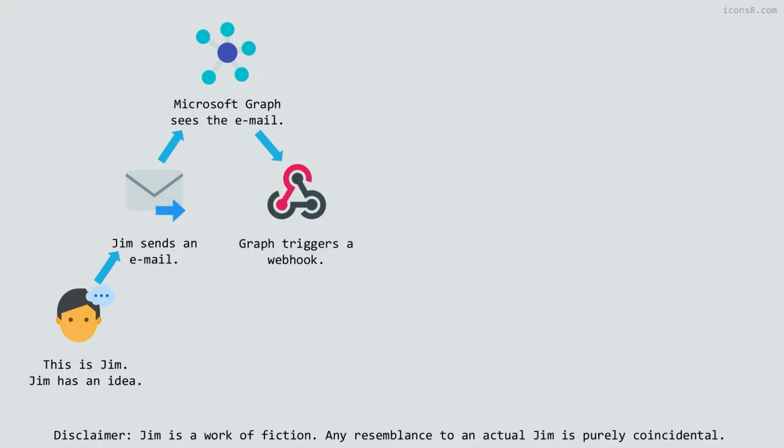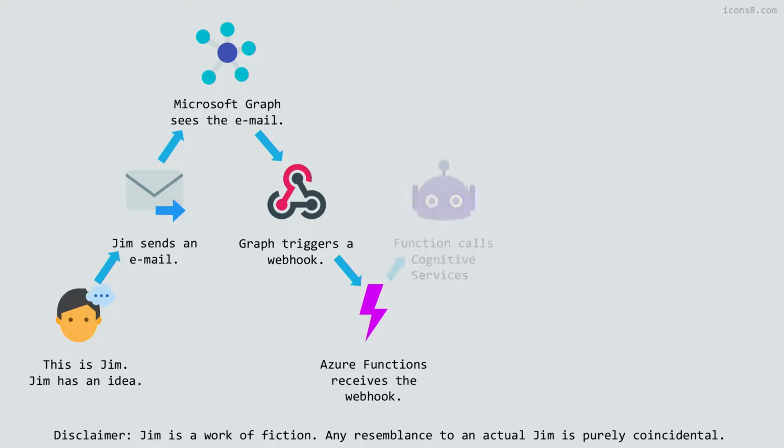At that point in time, we're going to trigger a webhook using Microsoft Graph. That webhook is going to call back into Azure Functions. As with Cognitive Services, doesn't really matter where that webhook calls. It can call into Azure Functions. It can call into your own service hosted somewhere. Doesn't matter. Doesn't even have to be on the Microsoft family of products.